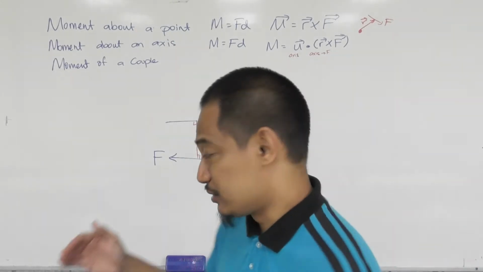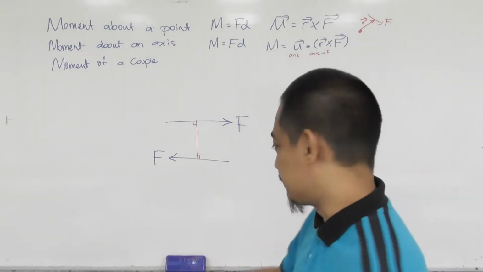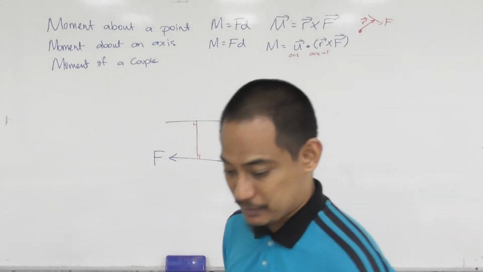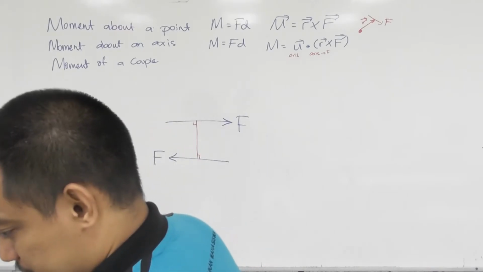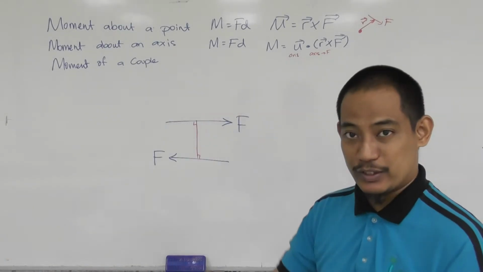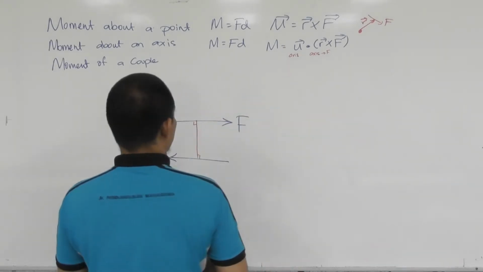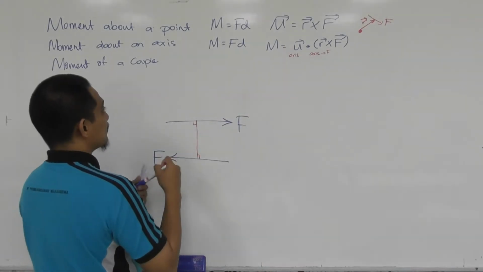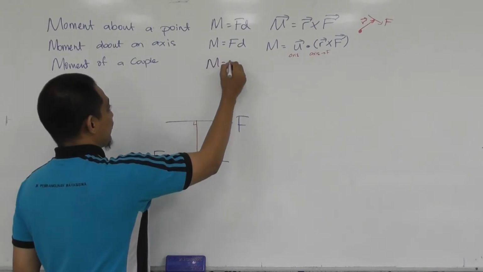Anyway, so basically we have defined what is a couple, right? Just to refresh, it has to be parallel, opposite direction, same magnitude. That's a couple. And we will see what is the importance of this one. But of course, in terms of the equation, this is what we are learning today. So it is M equal to F times d.